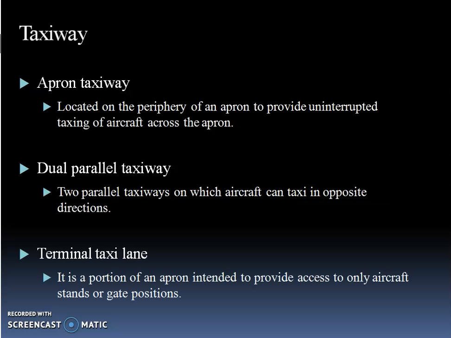Taxiways are of apron taxiway, dual parallel taxiway, terminal taxi lane. Apron taxiways are located on the periphery of an apron to provide uninterrupted taxiing of the aircraft. Dual means two parallel taxiways which move in opposite directions. Terminal taxiway means it is intended to provide access to only aircraft stand or gate position. Terminal means it is a gate position.